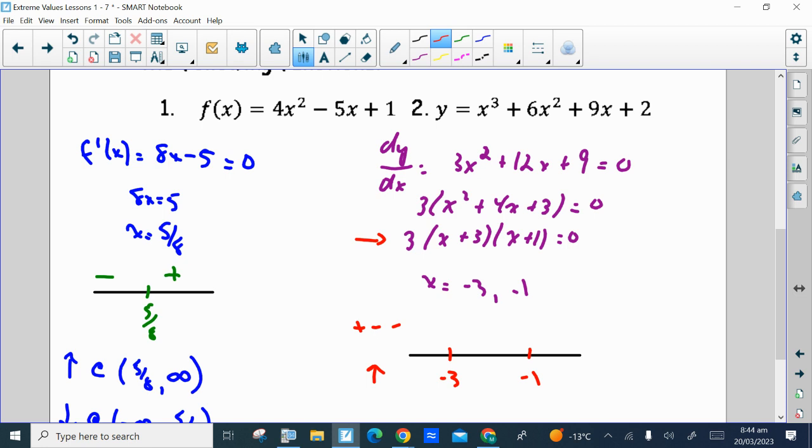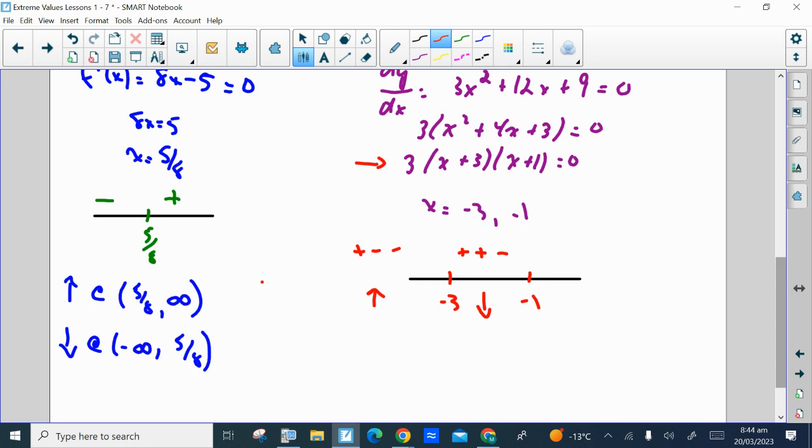Between negative 3 and negative 1, a number like negative 2. So again, our first factor is positive 3. When x is negative 2, the second factor will be positive 1. And when x is negative 2, the third factor will be negative 1. 2 positives times a negative is a negative, which means that the function is decreasing in that interval. A number greater than negative 1, a number like 0, all 3 factors are positive, so the function is increasing in that interval.